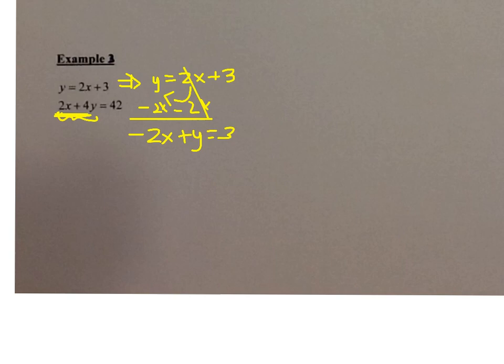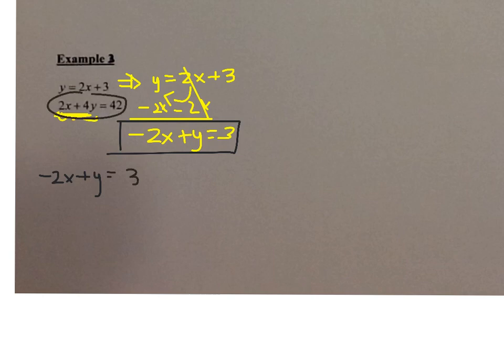Okay, so now I'm just going to rewrite my equations. Here's the first one: negative 2x plus y equals 3. And now I'm going to put the second one right below it: positive 2x plus 4y equals 42. This is nice because look at the x's. The x's are actually opposites. Negative 2x plus 2x cancels out right away. And now the y's: 1y plus 4y is 5y, and 3 plus 42 is 45. Divide by 5. 45 divided by 5 is 9.